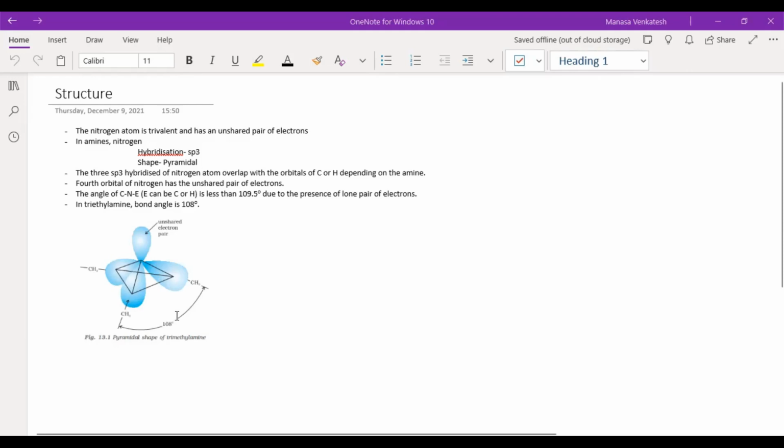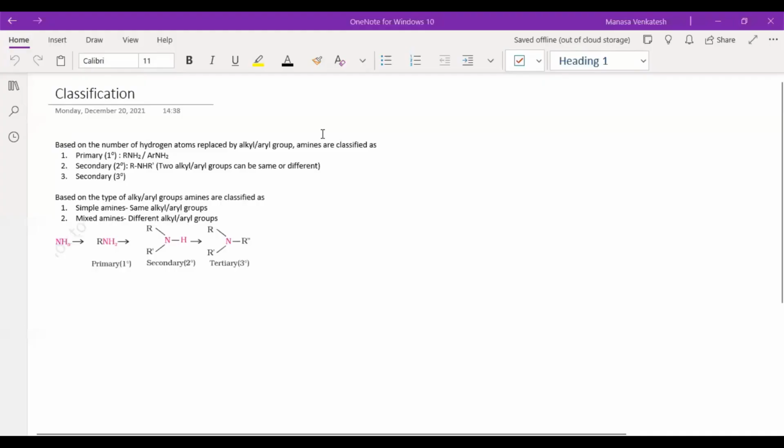With that, we're done with the structure of amines. So they are sp3 hybridized, the shape is pyramidal, and the three sp3 orbitals are going to be used for overlap with another alkyl group or hydrogen based on the amine we are talking about. And the fourth orbital of nitrogen is going to have a pair of electrons, an unshared pair of electrons. And the shape is a pyramidal shape. With that, we're done with the structure of amine.